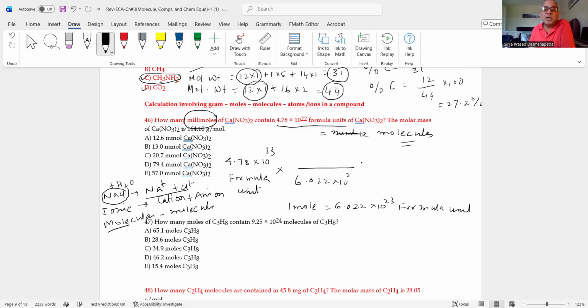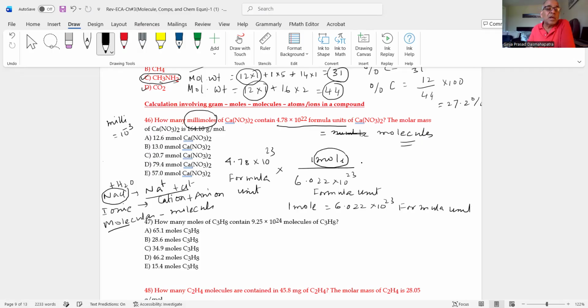10 to the power 23. And it is 1 mole. But the answer is in millimoles. Milli means 10 to the power minus 3. But we are actually converting from mole to millimole.